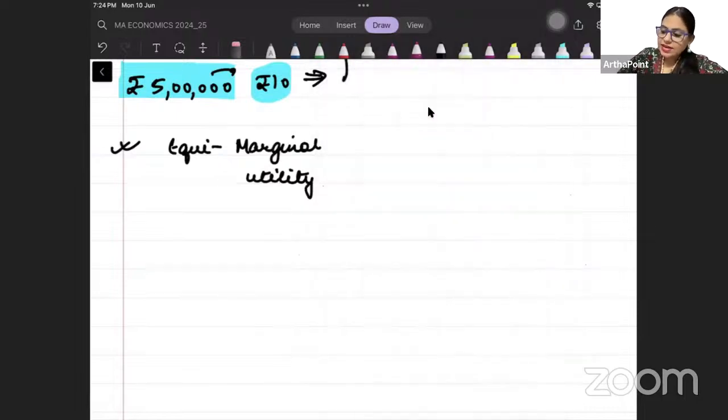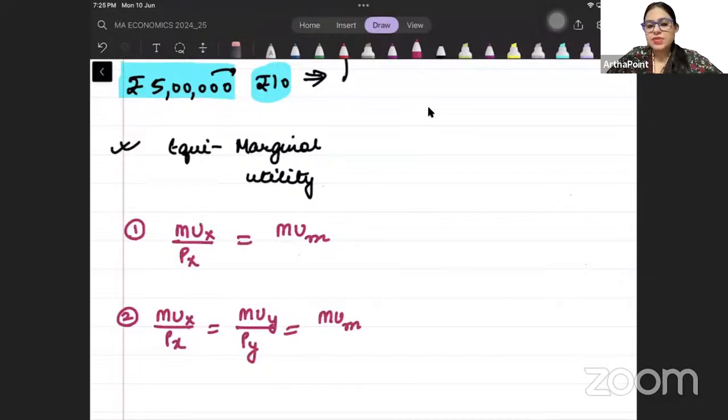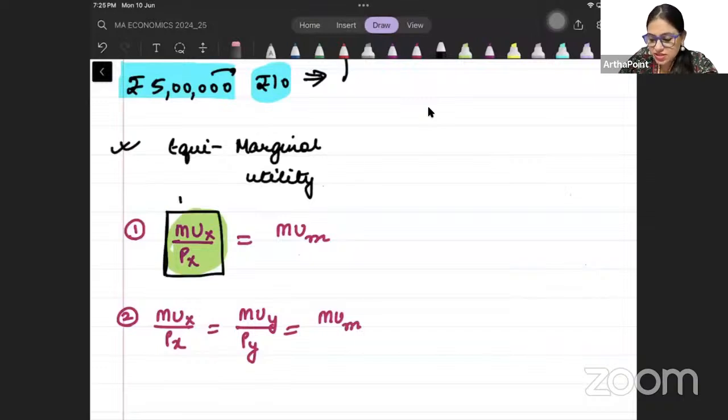This law suggests that in a single commodity case, your equilibrium is where MUX by PX is equal to MUM. And in the multi-commodity case, your equilibrium is MUX by PX is equal to MUY by PY is equal to MUM. What does this mean? MUX by PX basically asks what is the extra utility you get by spending the last rupee on good X. So whatever last rupee you have, if you spend that on good X, the extra utility I will be getting is this figure. And it should be equal to the extra utility you get when I give you an extra 1 rupee.